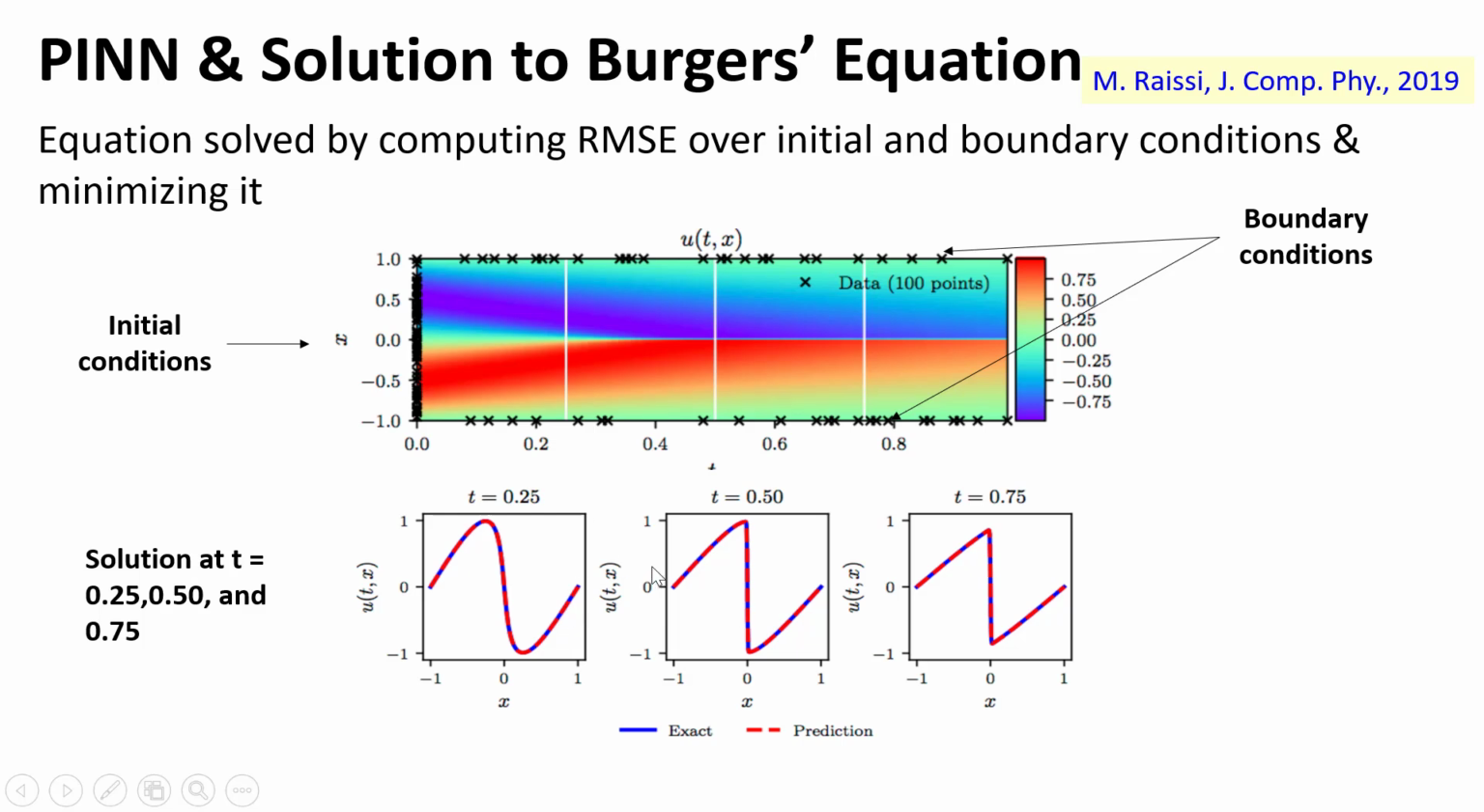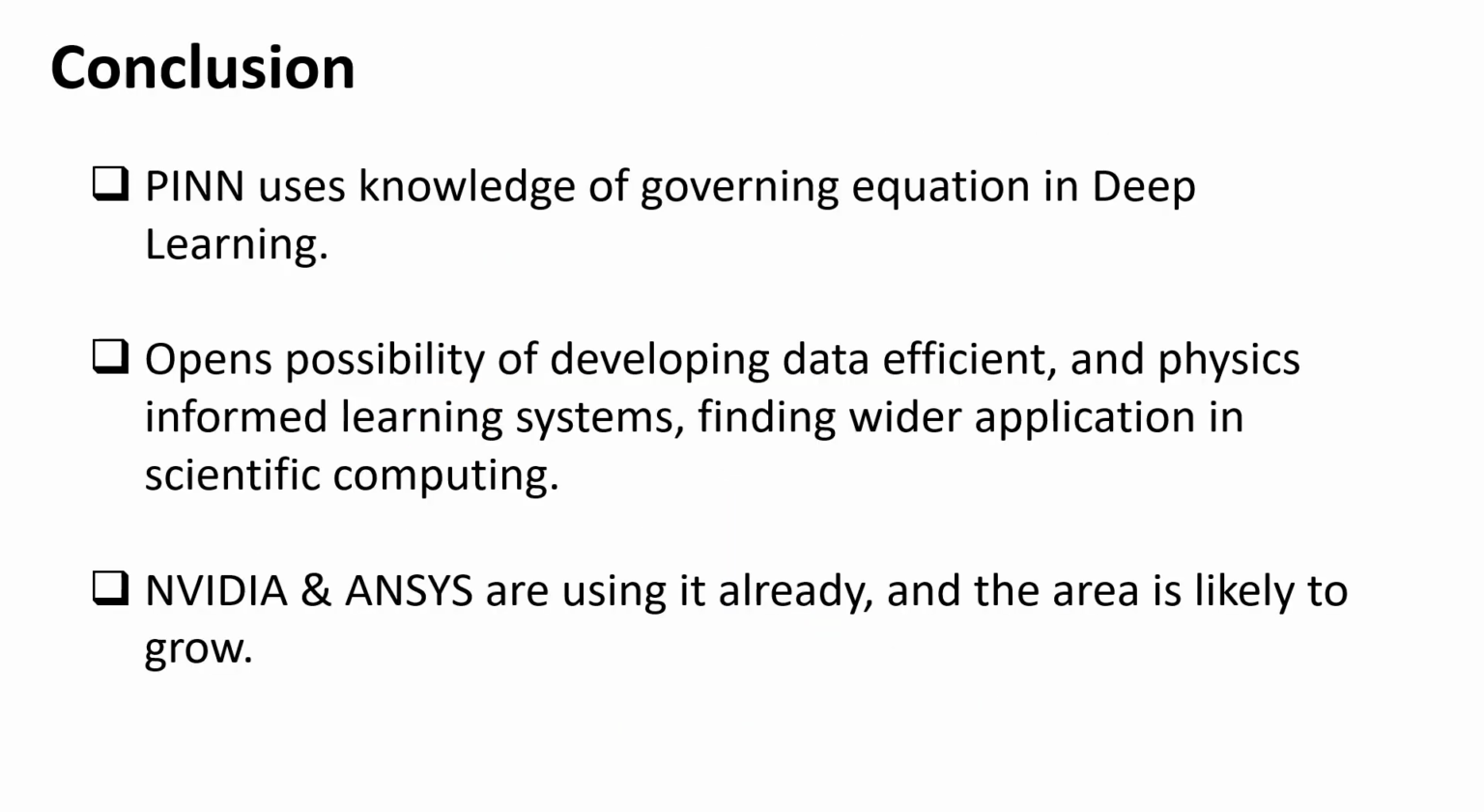So clearly this approach has worked and is an elegant way to use a neural network as an optimizer with constraints driven through physics equations. This is the whole idea of physics-informed neural networks. To conclude, PINN uses knowledge of the governing equation in deep learning. It opens the possibility of developing data-efficient and physics-informed learning systems, finding wider applications in scientific computing. NVIDIA and ANSYS are already using it, and the area is likely to grow.